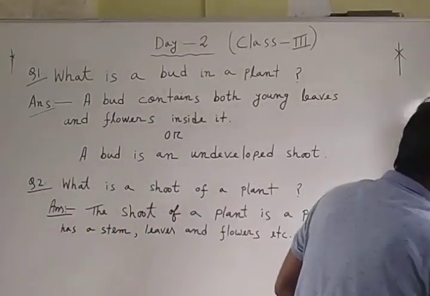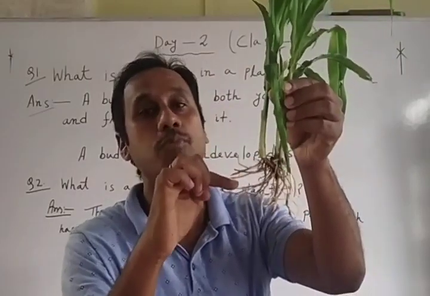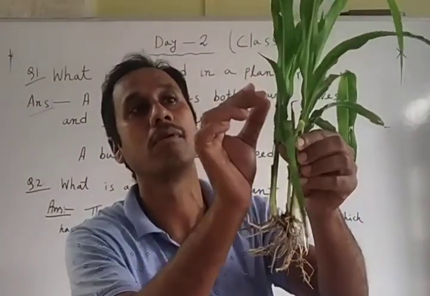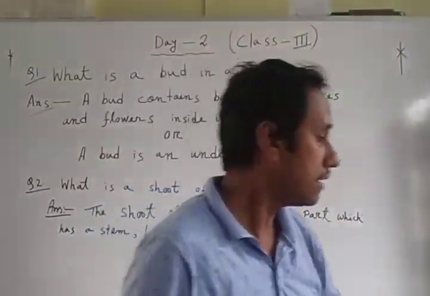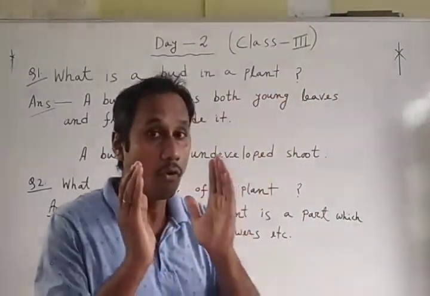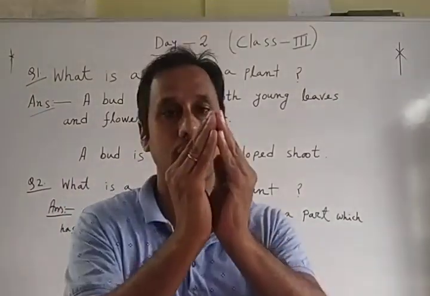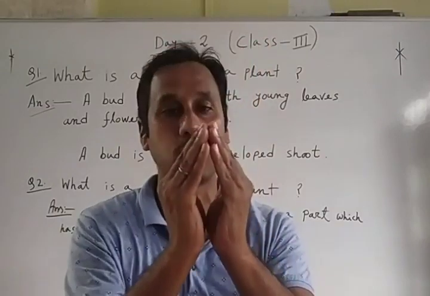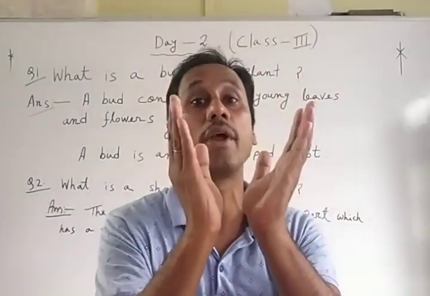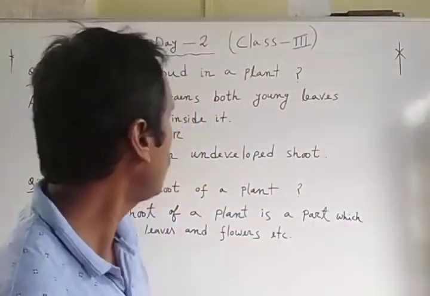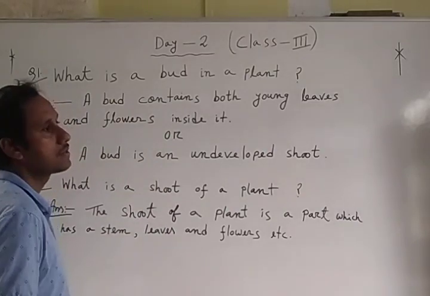So this is a shoot. We call it the shoot portion. And this is the root portion. From the bud, new leaves have come out. The portion is undeveloped and covered inside it, and when it opens, it is called a floral bud. So this is the answer you have to write like this.